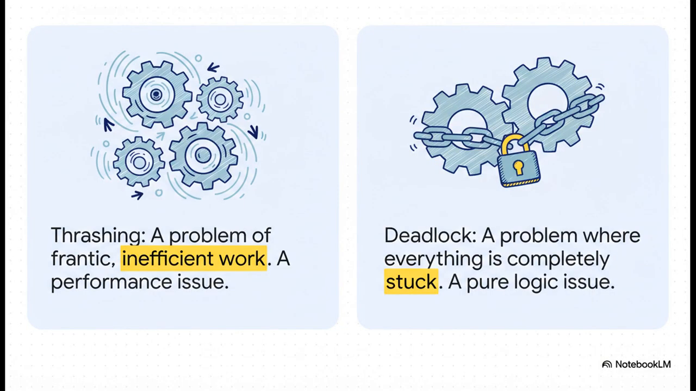All right, here they are, our two main suspects. On one side, you've got thrashing. Think of it like frantic but useless busywork. It's a performance problem. And on the other side, deadlock. This is where things are just stuck solid. It's a pure logic problem. So let's crack open the case file on thrashing first.